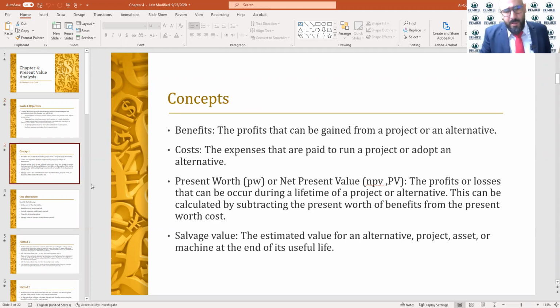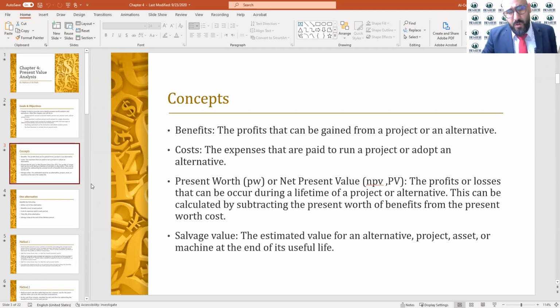Before we go and talk about all these techniques and analysis, we need to take a look into some of the concepts that you will be using in this chapter. The first concept here, as you see in my slide, is the benefits. The benefits are the positive cash flow coming into your project. These can be gained from a project or alternative. Costs are the expenses, the money that you pay, the negative cash flow that you pay to run a project or to adopt an alternative.